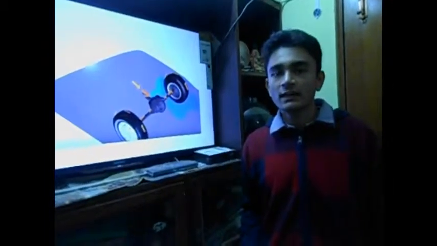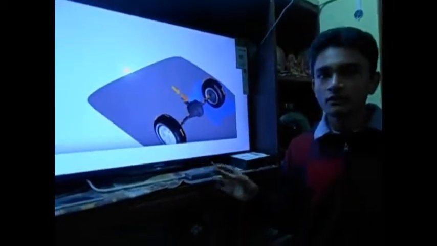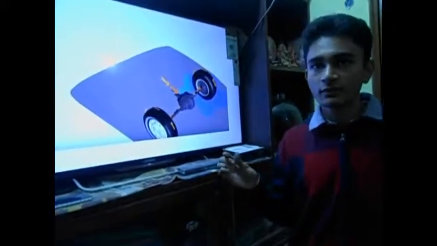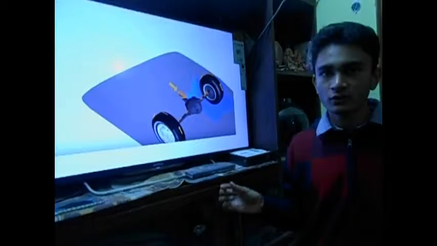So we saw the different types of differentials used in an automobile. Differential is an integral component of an automobile to transmit power from the engine to the rear wheels and to split the torque between the rear wheels as per the requirement.